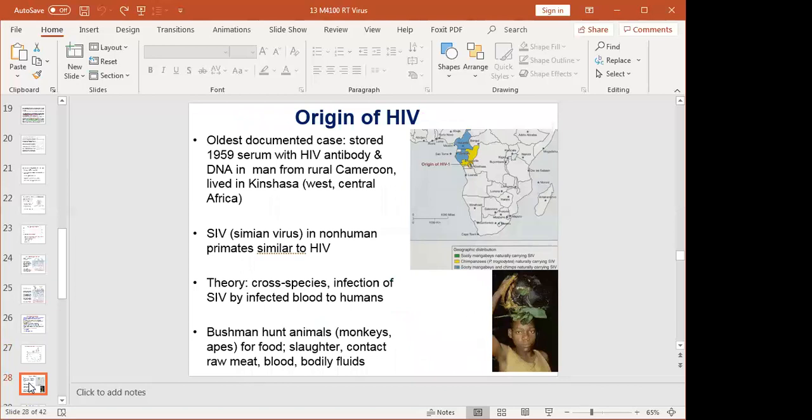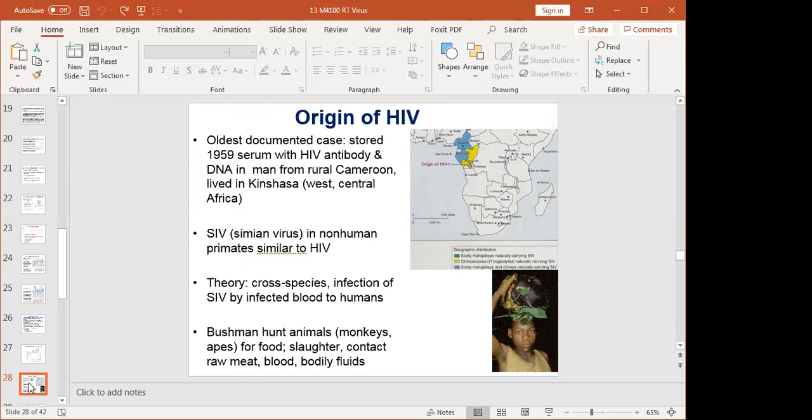Slide number 28, origin of HIV. The oldest documented case goes back to 1959. And they thought that in West or Central Africa, simian virus infects non-human primates, and it's very similar to HIV infections. Therefore, they came up with this theory that there is a cross species, meaning that infection of SIV by infected blood and then its transmission to other humans.